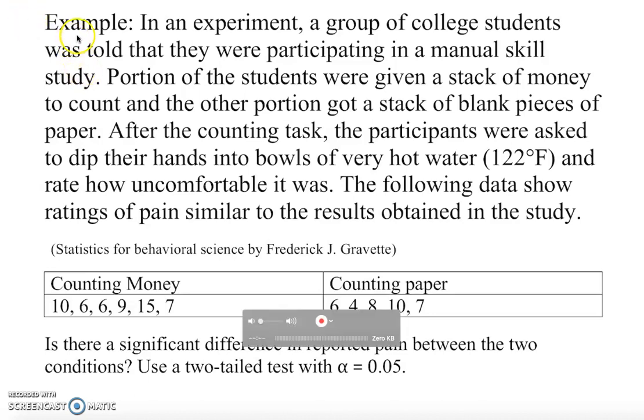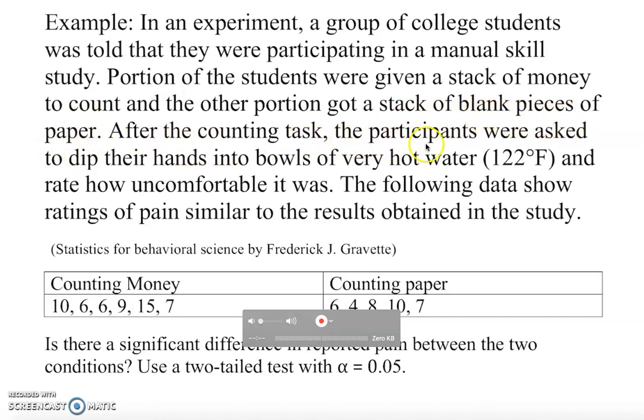Okay, let's continue on hypothesis for two independent samples. In this experiment, a group of college students was told that they were participating in a manual skill study. A portion of the students were given a stack of money to count, and another portion was given a blank piece of paper to count.